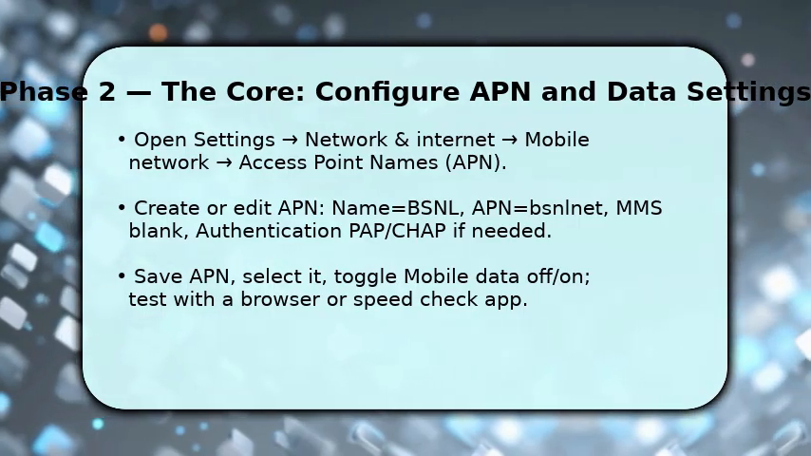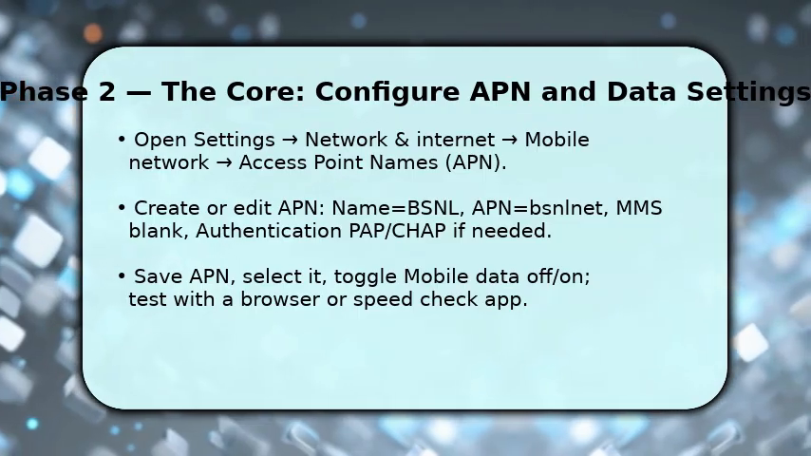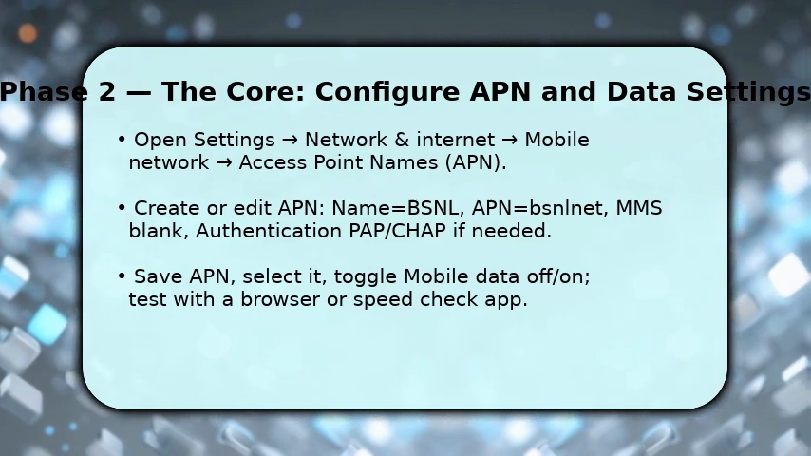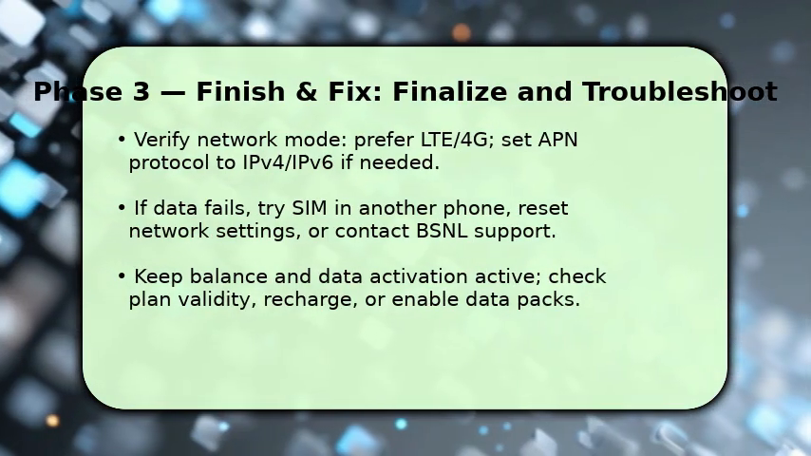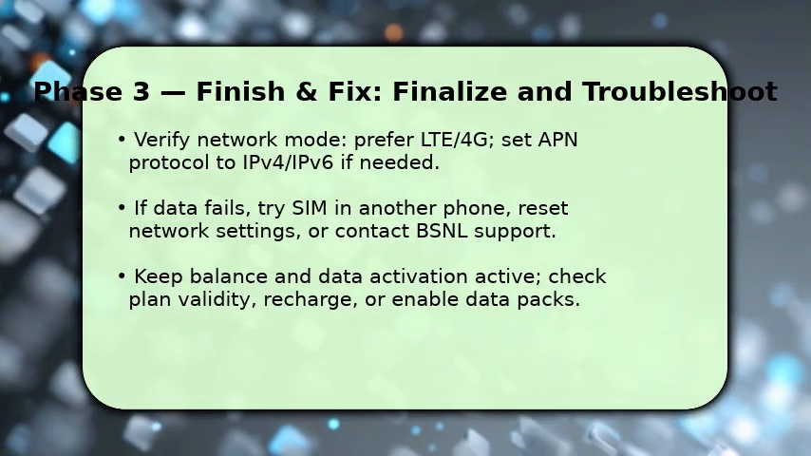Once done, toggle mobile data off and on to force re-registration. Finally, open a browser and load a page to confirm DNS resolution and data throughput. Finish by ensuring the phone prefers LTE or 4G and set APN protocol to IPv4/IPv6 for compatibility.